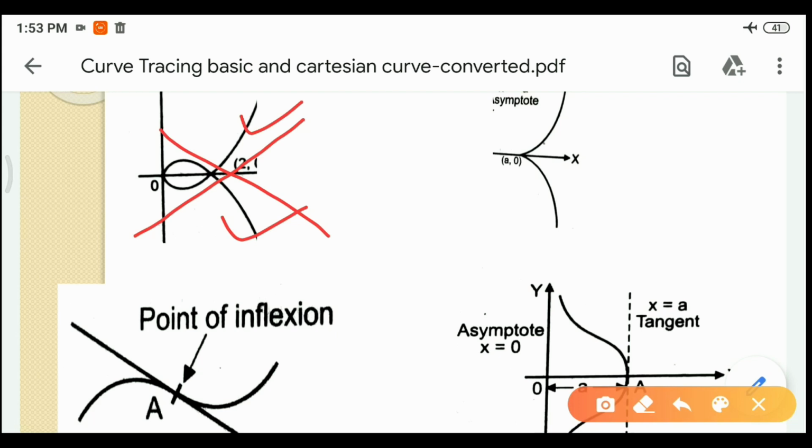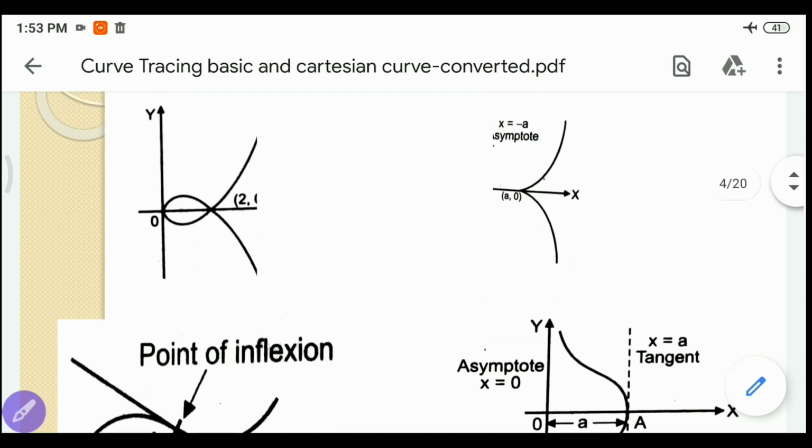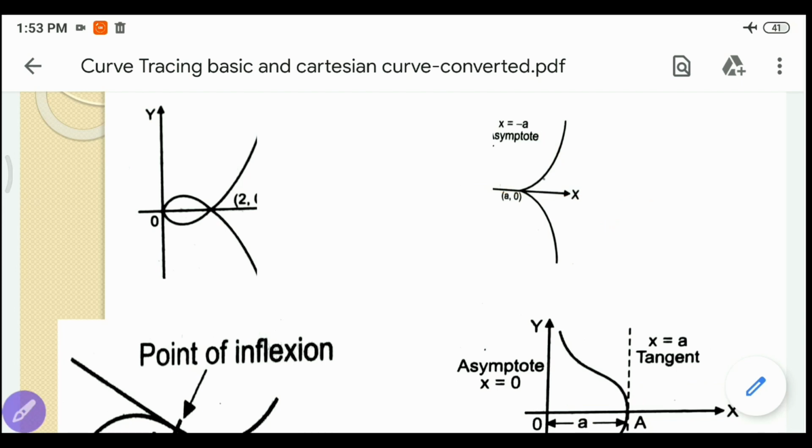But if you look at the second diagram, here we have two different branches. This is one branch, this is another branch, but for both branches we have a single tangent, and that's why it is called a cusp. I hope you are getting the difference between the node and the cusp. For a node, two distinct branches have distinct tangents, and for a cusp, the distinct branches have a common tangent.